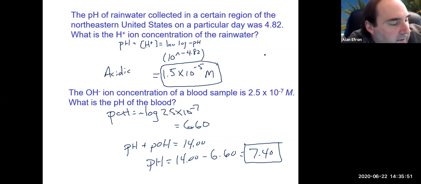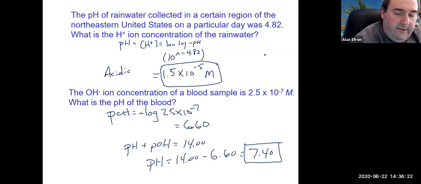Now, 7.4 would technically be slightly basic, just over 7. So again, for our class, so there's no misunderstanding, we'll go with 7 on the nose as neutral. Anything above 7 will be slightly basic. Anything less than 7 will be slightly acidic. We'll just keep it like that to make it very simple. It's got to be 7 on the nose for it to be neutral. Any questions on any of those calculations?